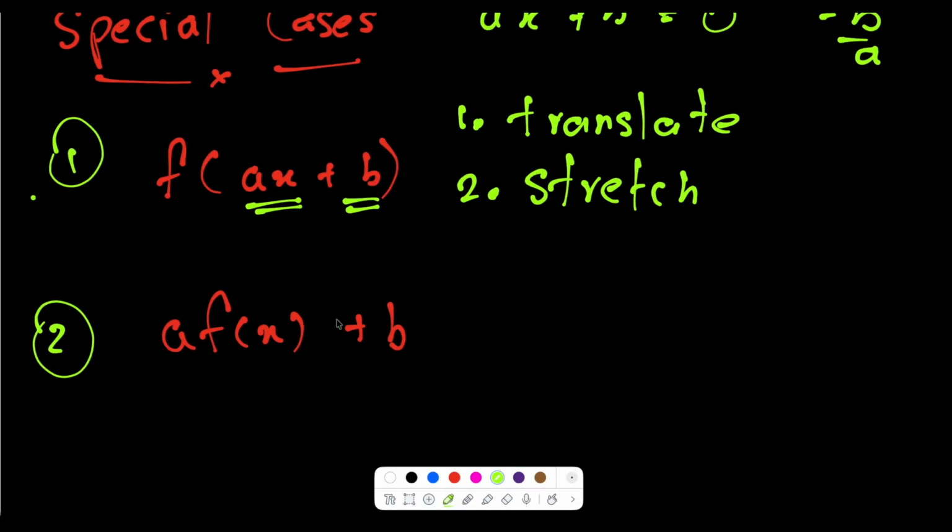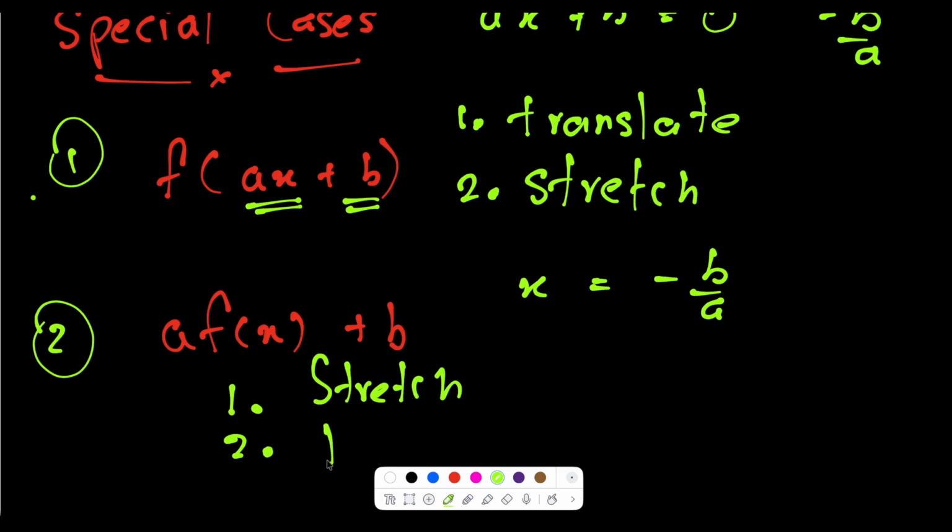In the second case, we have a f(x) plus b. Now here we do the opposite. We try to reverse engineer. So if we have (x minus b) over a, we are going to multiply first, right? Therefore here you similarly stretch first. And then you bring the minus b to the other side, right? Therefore it's going to be translate second.